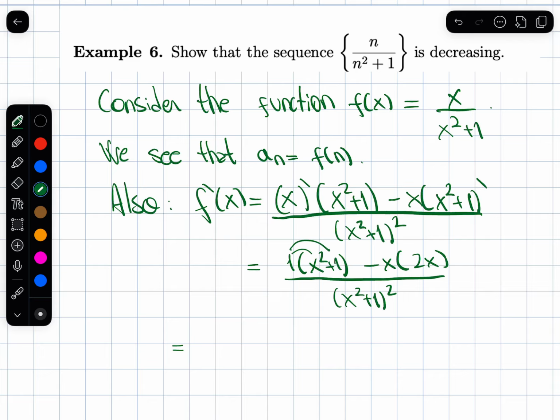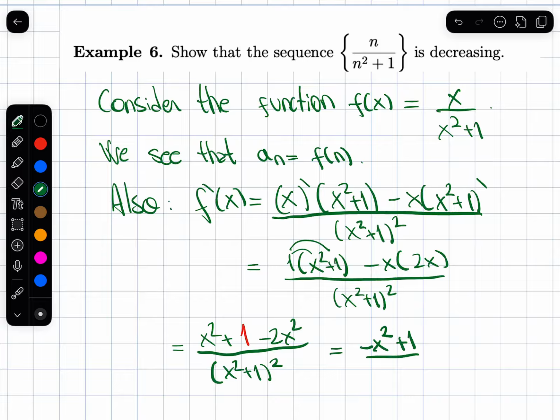So I'm going to be handling this. And so x squared plus 1 minus 2x squared, that will be x squared plus 1. All of that divided by x squared plus 1 squared, and that will be negative x squared plus 1. All of that over x squared plus 1 squared.